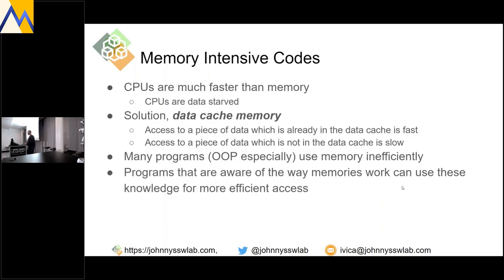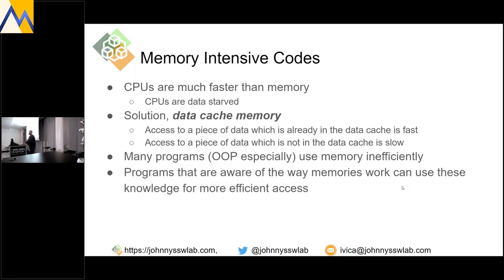Okay, so optimizing memory intensive codes. I already told you that CPUs are much faster than memory, and CPUs are many times data starved. All the resources are there, but the data is not there and you cannot do anything with them. So the solution is data cache memories. Data cache memories are small, fast memories on the CPU. If the piece of data is in the data cache, then access to it is fast. If it is not in the data cache, then access to it is slow. And many programs, especially if they have large classes, which typically happens in the object-oriented paradigm, will be memory intensive, because they process large classes, and you will see why that matters.